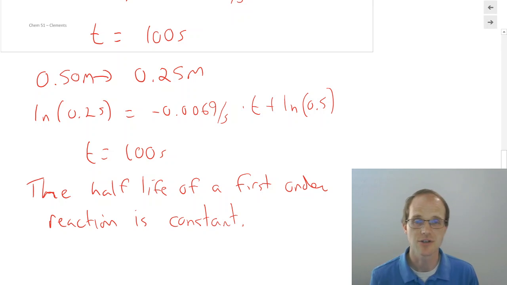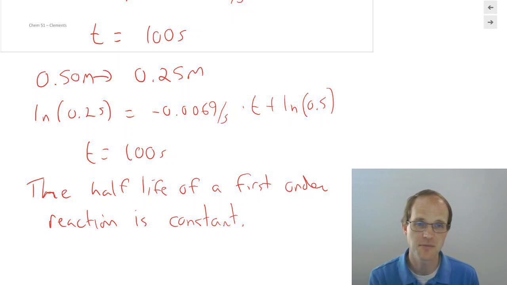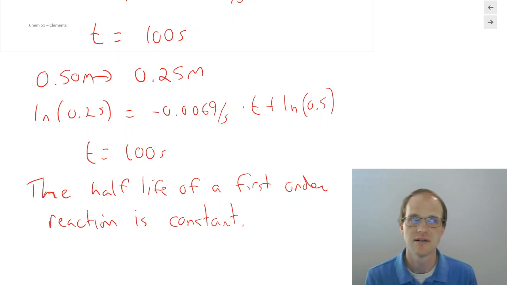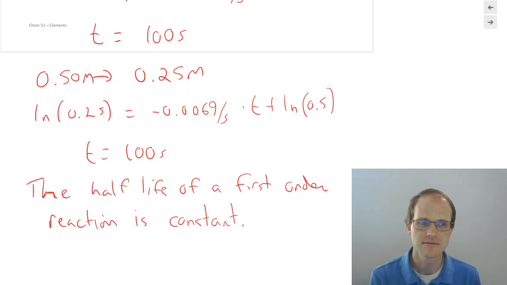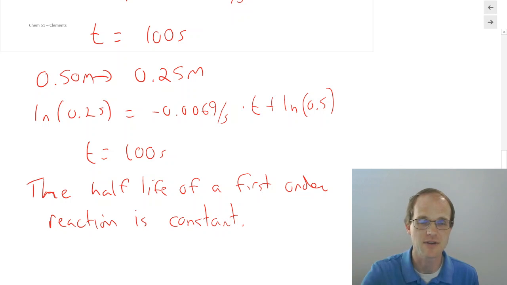It doesn't change. And so if I wanted to know how long it was going to take to go from 0.25 to 0.125, it would be 100 seconds. 0.125 to 0.0625, yeah, then it would be 100 seconds. Right? So that's what it means by it's constant. When you halve, it's always going to be the same time.